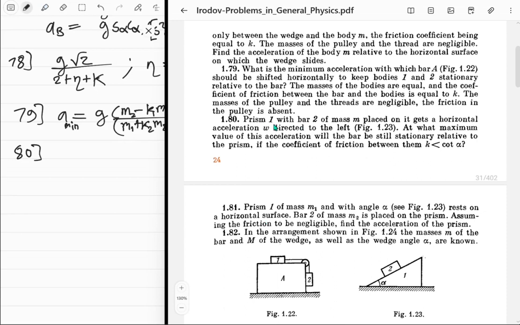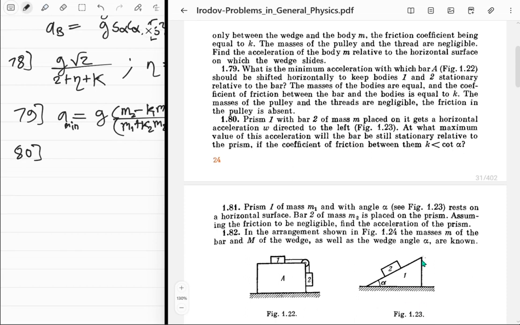Problem 80, last question. Prism 1 with bar 2 of mass m. Where is it? Figure 1.23. Okay. Prism 1 with bar 2 of mass m placed on it gets a horizontal acceleration w directed to the left. At what maximum value of this acceleration will the bar be still stationary relative to the prism? If the coefficient of friction between them is k.